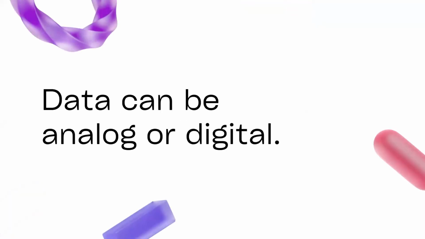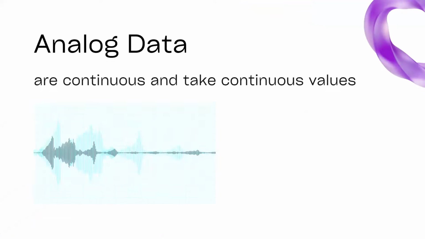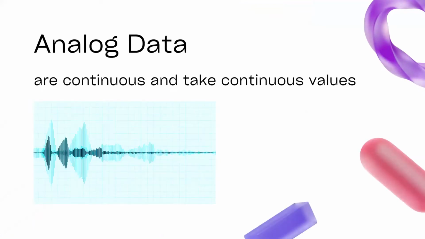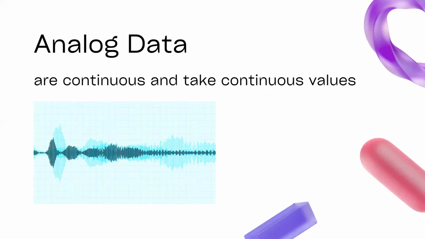But we have an interesting topic about data. Actually, data can be analog or digital. Okay. And analog data is continuous and takes continuous values. You can look at the screen. What is that picture?